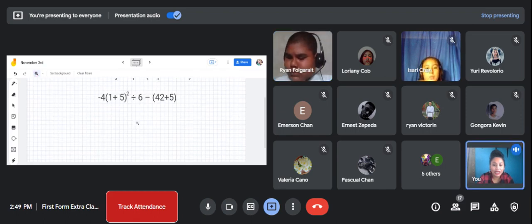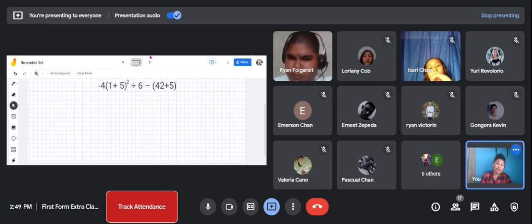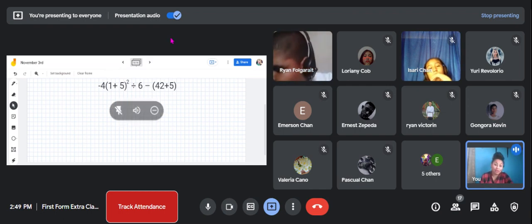Okay, zooming it in like that so you guys can see what is happening. This is my question now. I have negative 4 multiplied to the sum of 1 and 5, and that is squared, divided by 6 minus the sum of 42 and 5. Sounds really, really complicated when I read it.